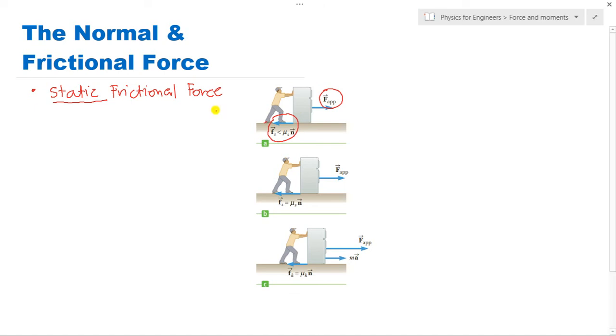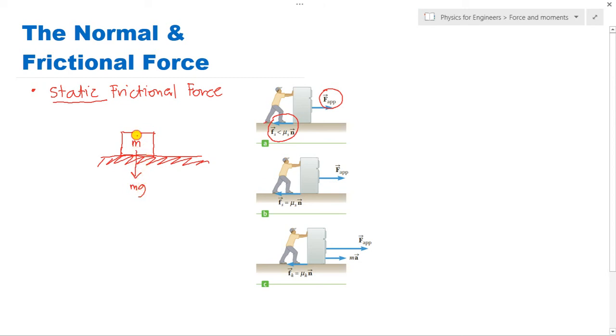So in order to solve for static frictional force, let's say we have a horizontal object at rest. Of course, it exerts a weight, and the weight is mass times gravity.